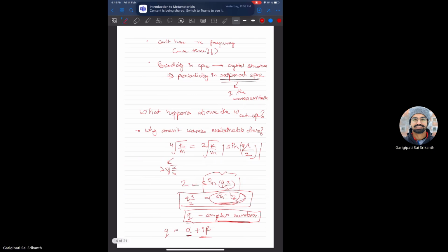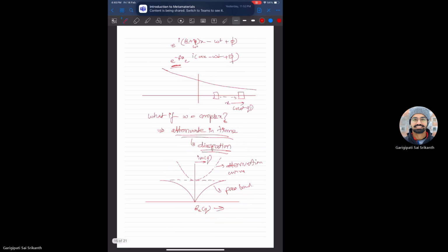Then, depending on what is the alpha plus i beta, the beta values, the decay profile in the band gap. So this plots the imaginary part of q, the dotted line here. So the decay profile is plotted there.